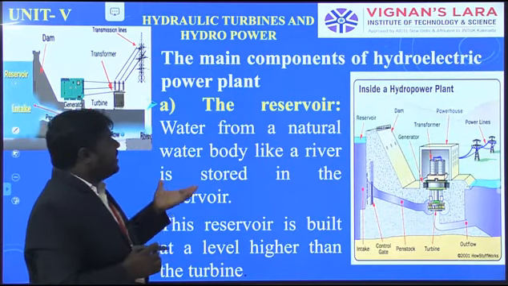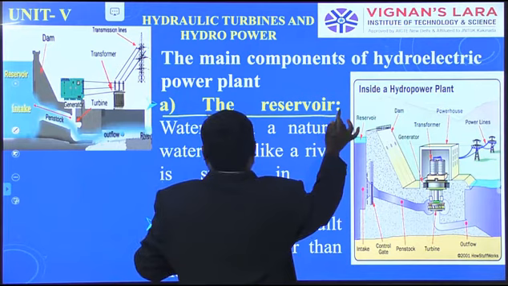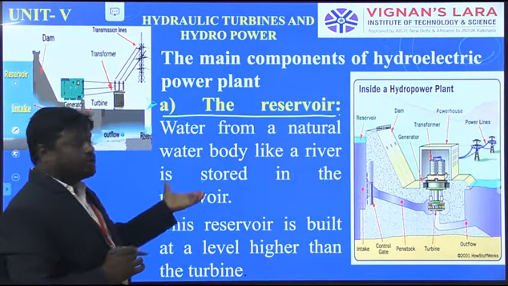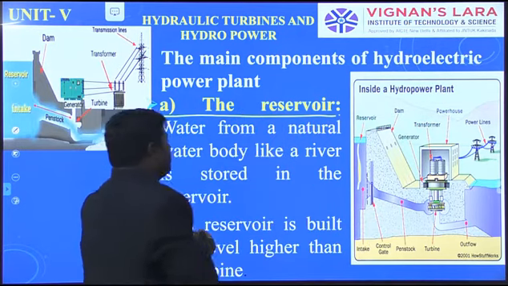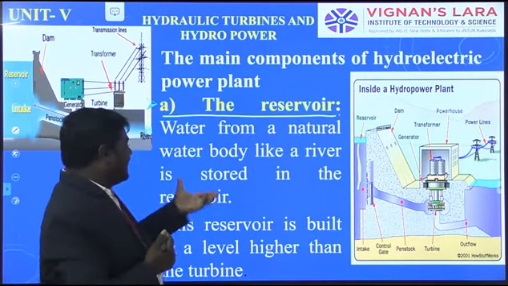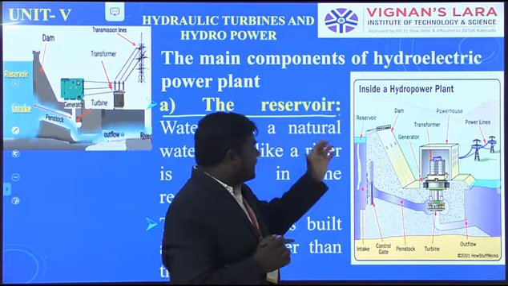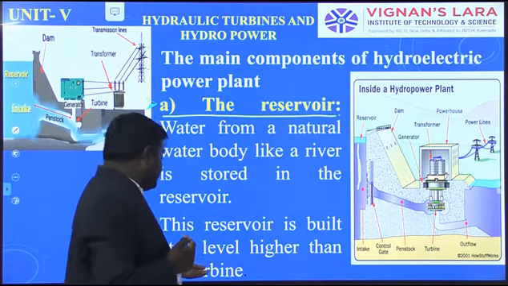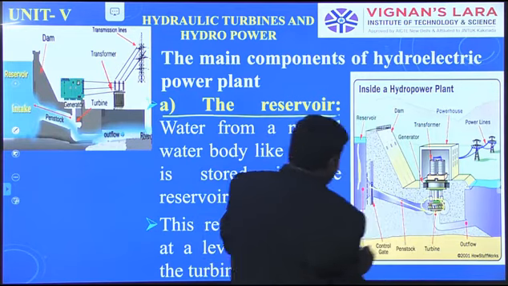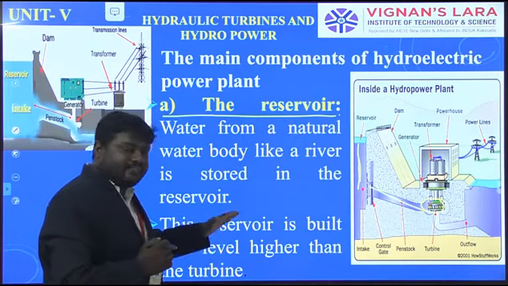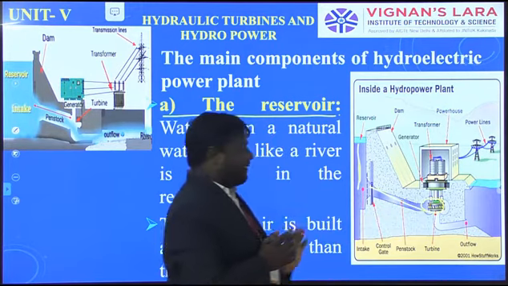Now the main components of a hydroelectric power plant. First of all, the reservoir. Water from a natural water body like a river is stored in the reservoir. Water will be stored at a particular location, which we call the reservoir. This reservoir is built at a level higher than the turbine. This is the turbine, so water is stored higher than the turbine.